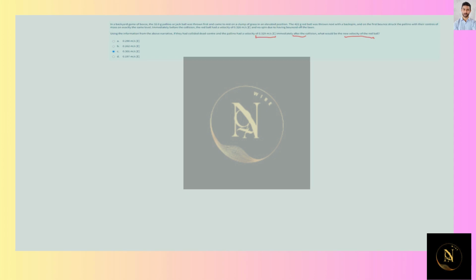So essentially, the change of momentum for the system needs to be equal to 0. That means the final momentum minus the initial momentum needs to be equal to 0. We can separate the final momentum into the final momentum of the red ball plus the final momentum of the palino ball, minus the initial momentum of the red ball, minus the initial momentum of the palino ball.